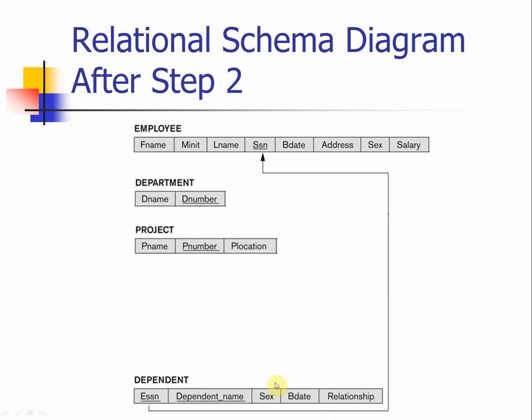And therefore, if we just simply look at what we have done about the conversion after step number 2, this shows in the end of the last video that we have created 4 relations. Step number 1 creates the employee, department, and project. Step number 2 creates the weak entity, which is the dependent.